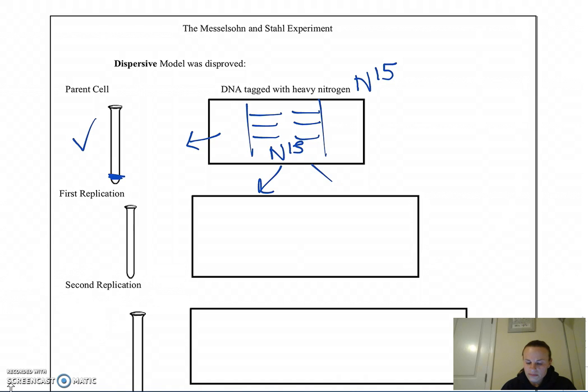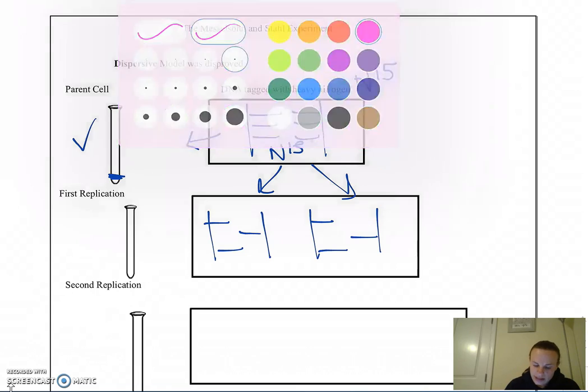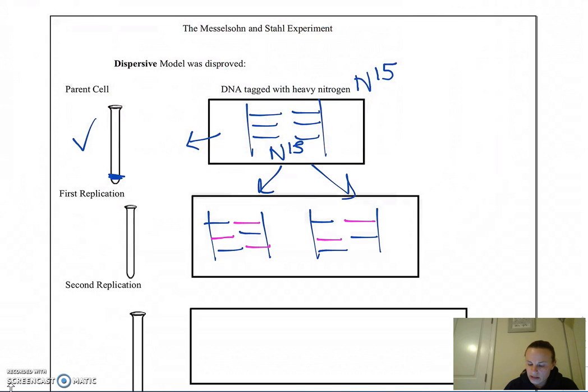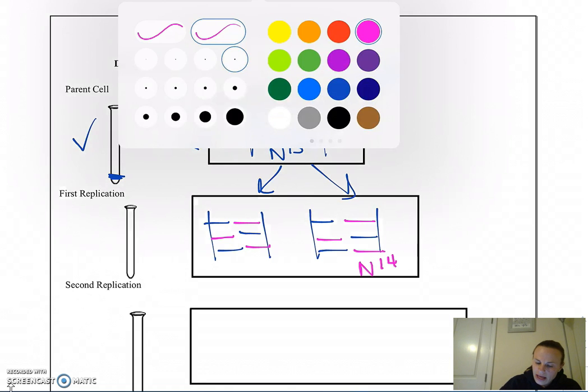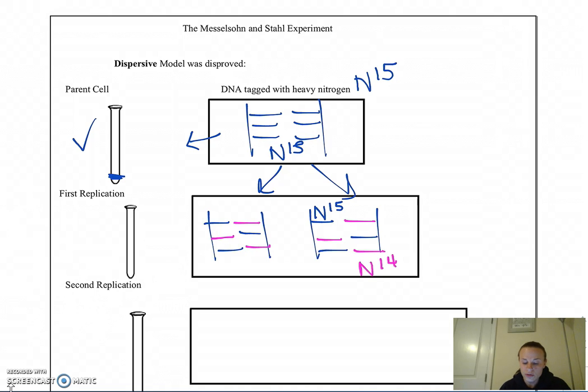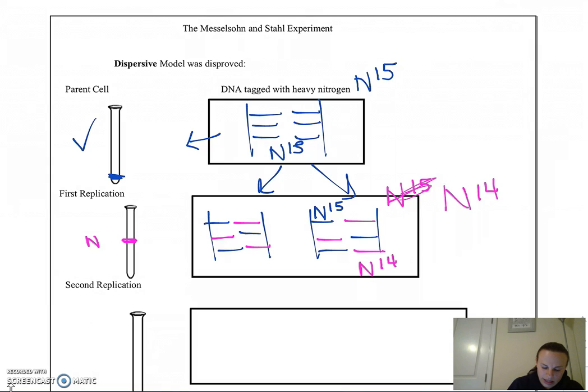Now, according to the dispersive model, our DNA does separate. It does unzip along the hydrogen bonds, but these new strands contain a mixture of the parent strand, the N15, and the new strand, which would be the nitrogen 14, because Meselson and Stahl now grew their E. coli only in the presence of this light nitrogen. And if this were the case, Meselson and Stahl would have seen a band in the middle that contains the light nitrogen and also the heavy nitrogen. Well, guess what, guys? This is what Meselson and Stahl saw. So far, the dispersive model is looking pretty good.